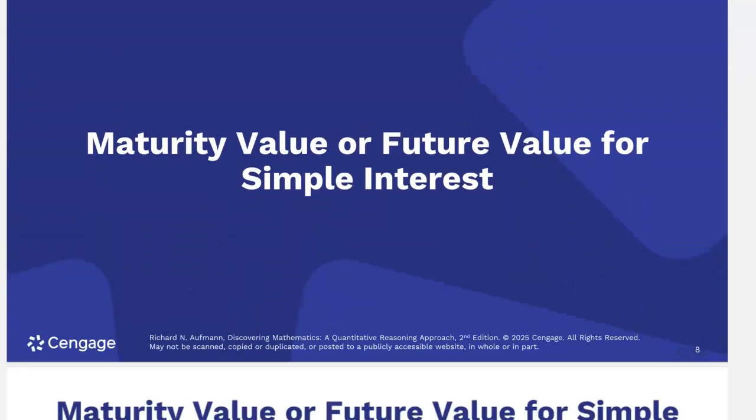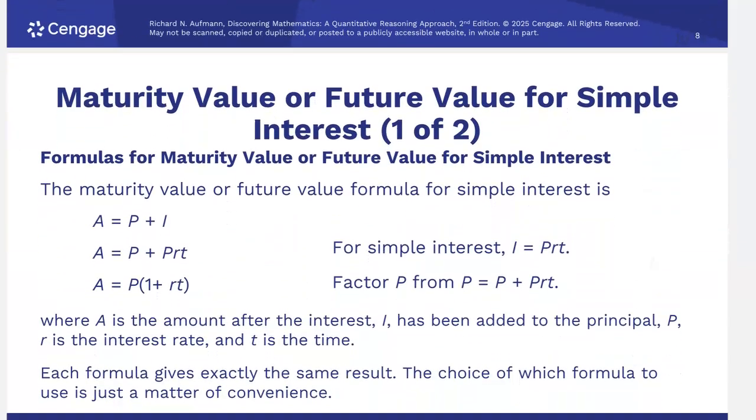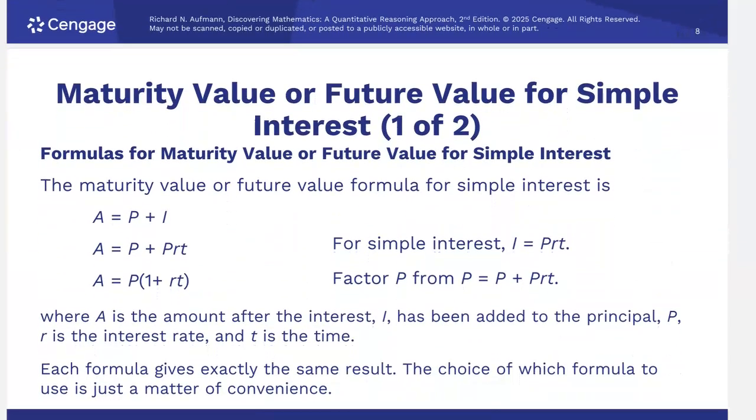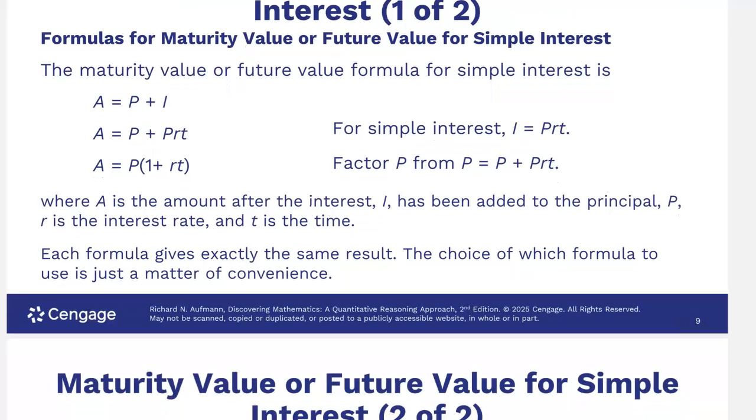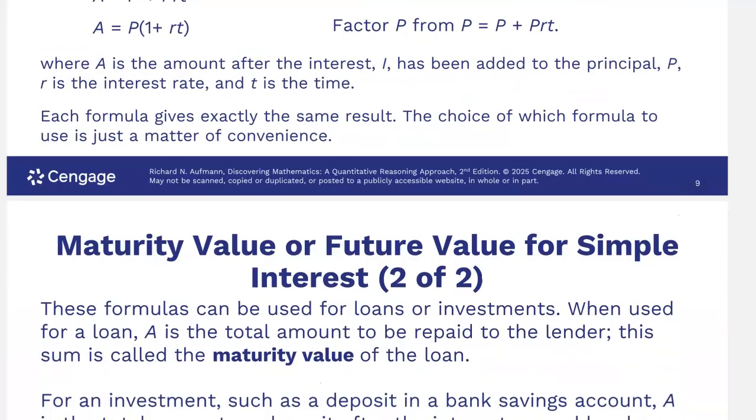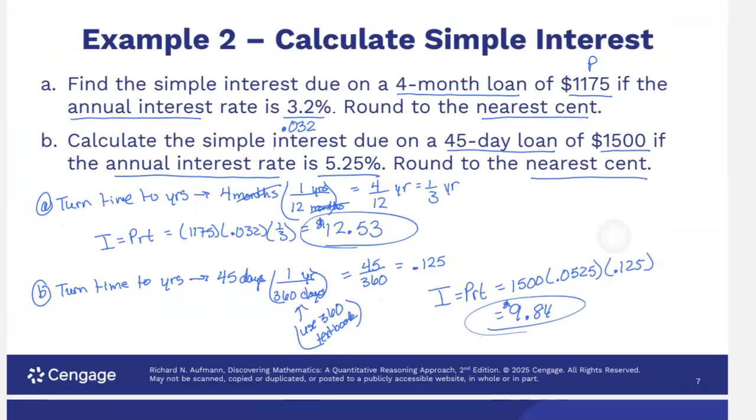So let's talk about future value for simple interest. The future value or the maturity value is going to be the principal that is put in plus the interest. If we know interest is I equals PRT, then notice that we can factor a P out, and that's going to leave us with a 1 plus RT. So I could think about it in any of those 3 forms, where A is going to be the amount after interest. We could go back to these examples up here and figure out what that future value is. So what would be the total paid back?